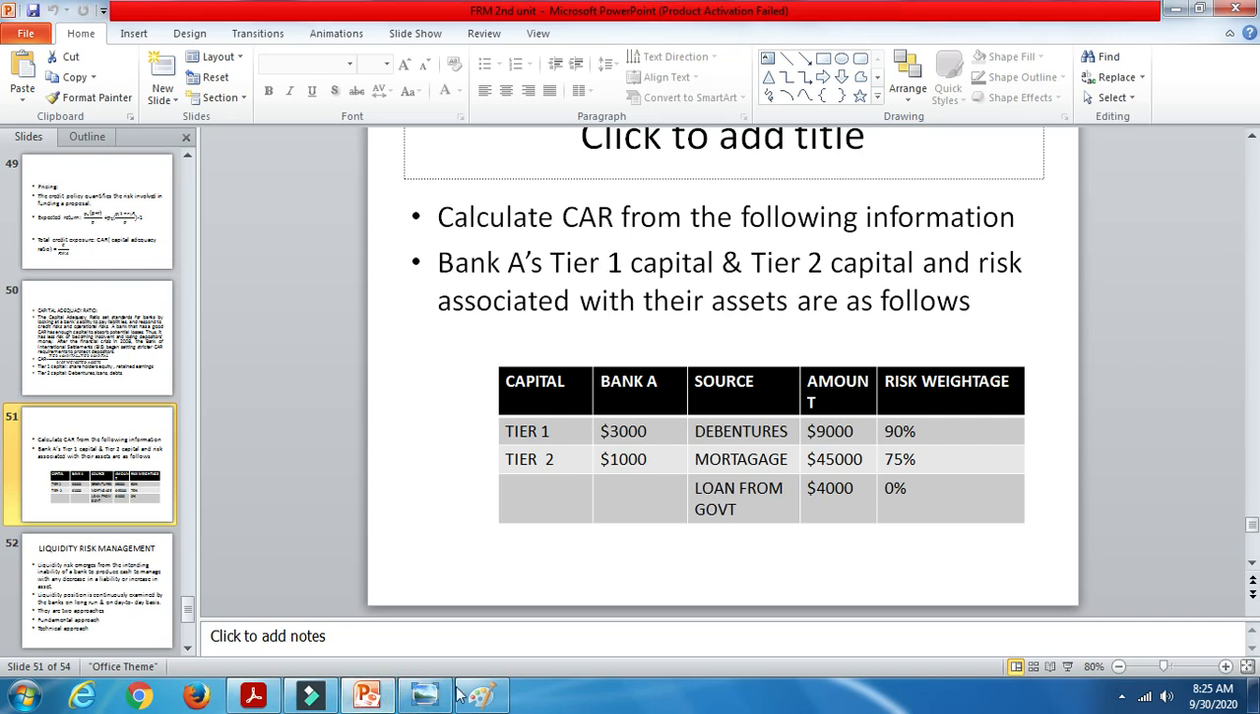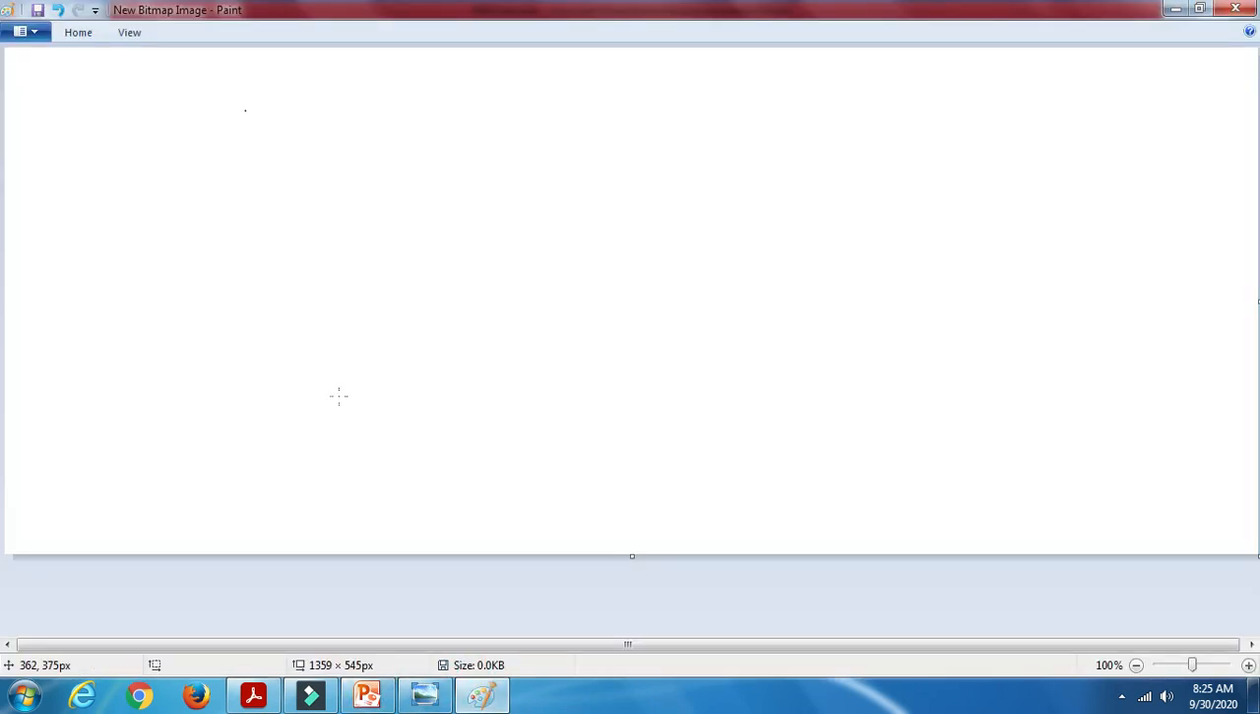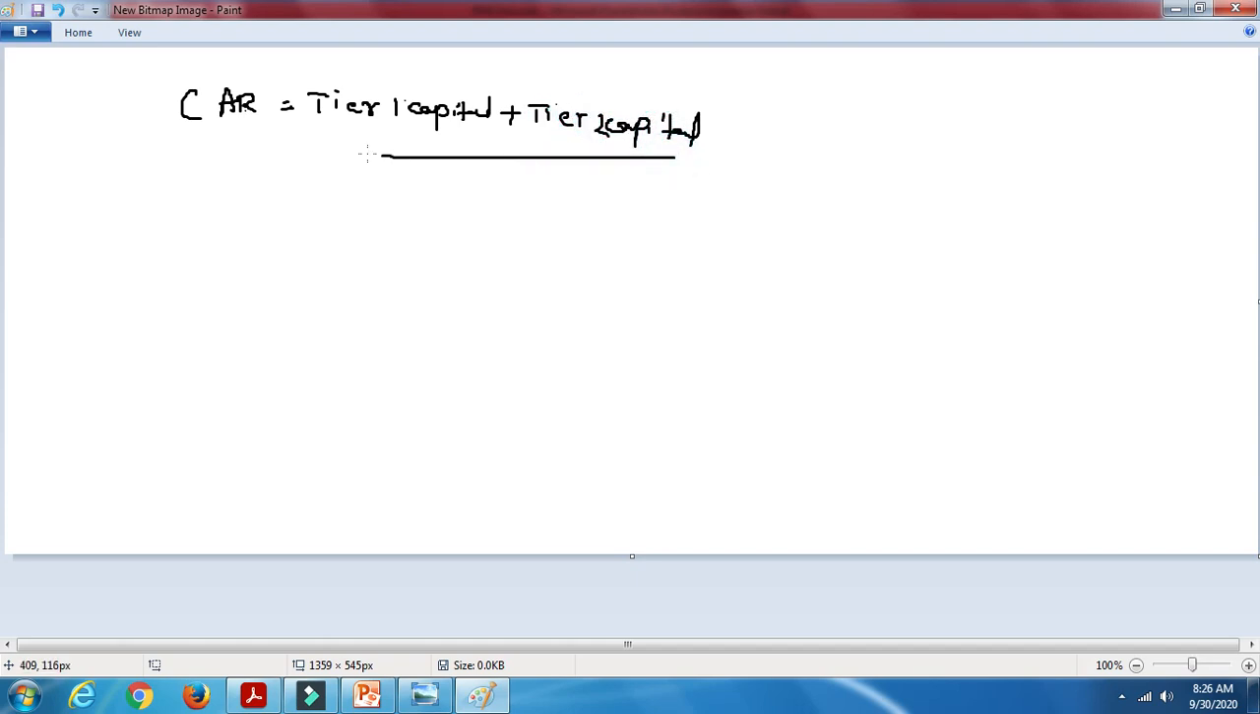Let me write down the formula first of all. CAR is equal to tier 1 capital plus tier 2 capital divided by risk weighted assets.